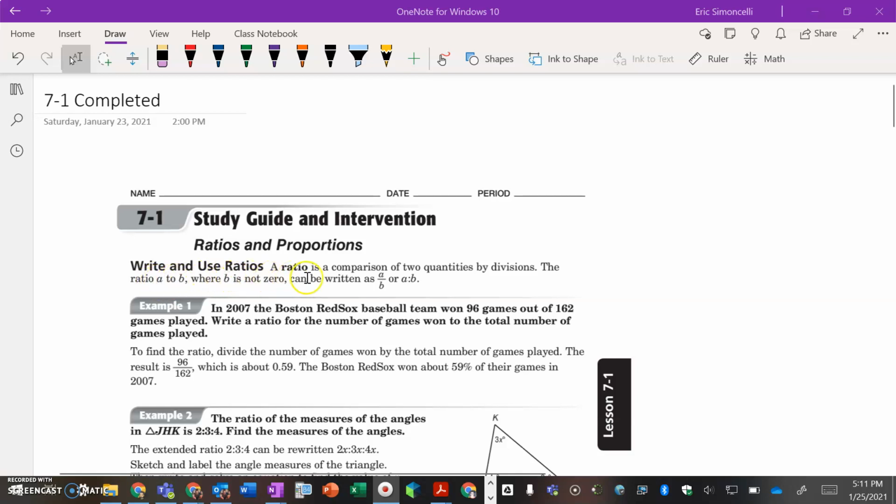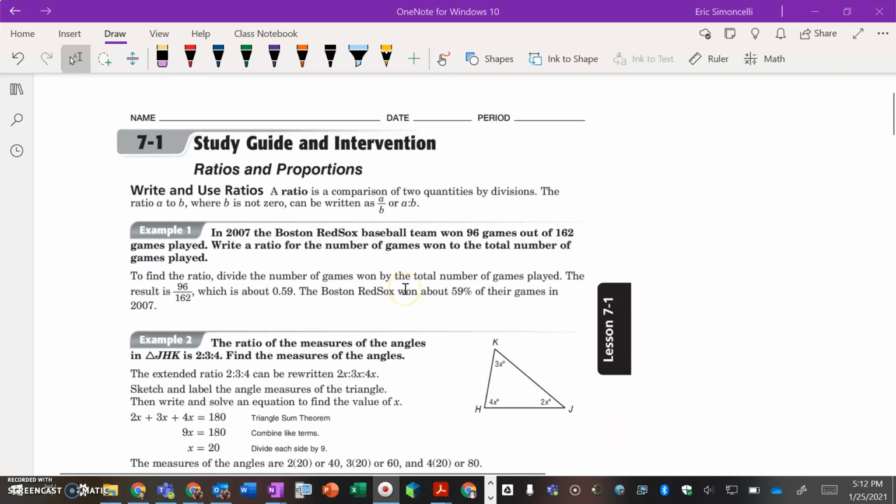A ratio, as you recall hopefully from Algebra 1, is a comparison of two quantities by division. The ratio A to B, where B is not 0, can be written as A over B or as this A colon B representation.